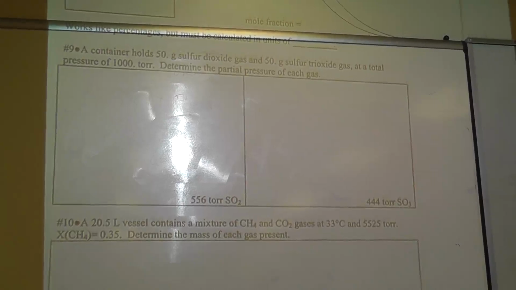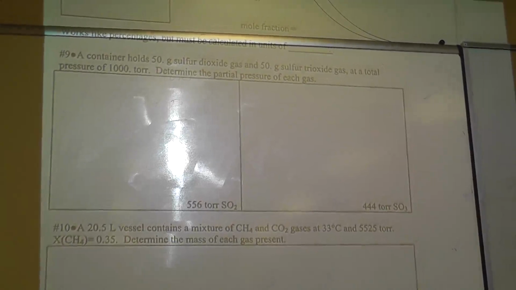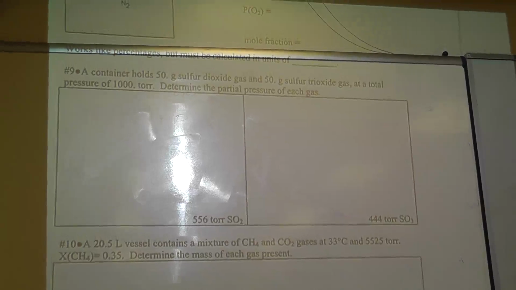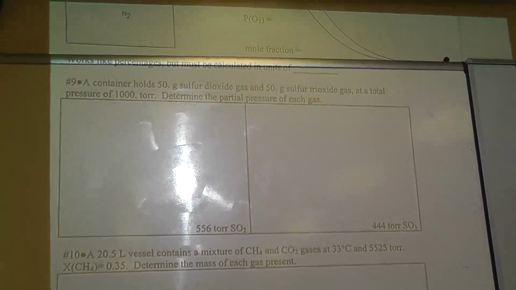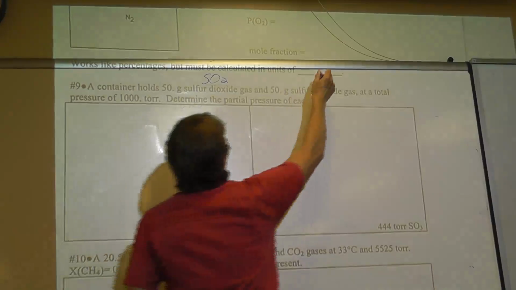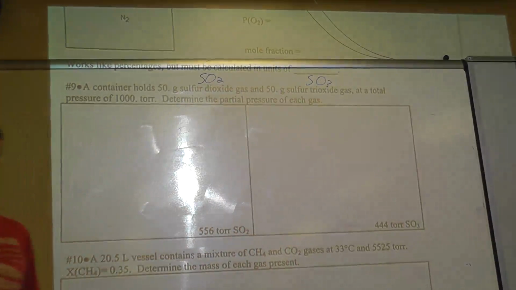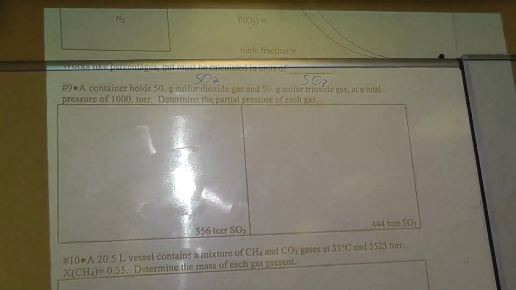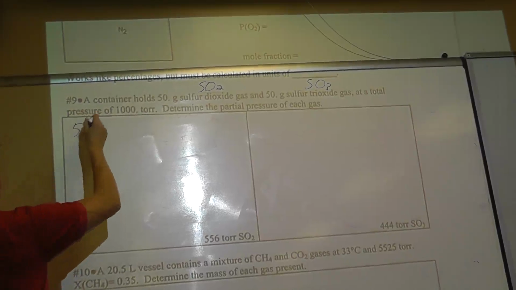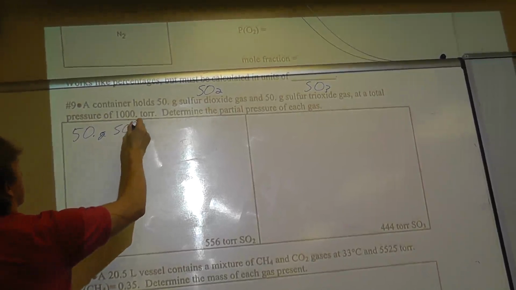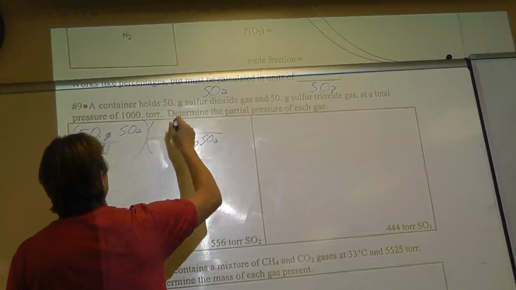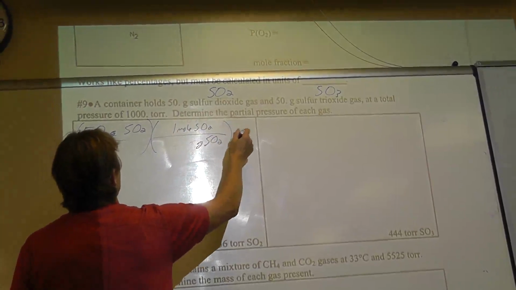And then since you're given equal quantities of them, it's awfully tempting to say that's a 50-50 mixture, half and half, that's 500 torr each. But that's wrong. Why is that wrong? Because SO3 is heavier than SO2. And by the time you convert those into moles, those are not going to be equal quantities anymore, correct? 50 grams SO2, convert that to moles.